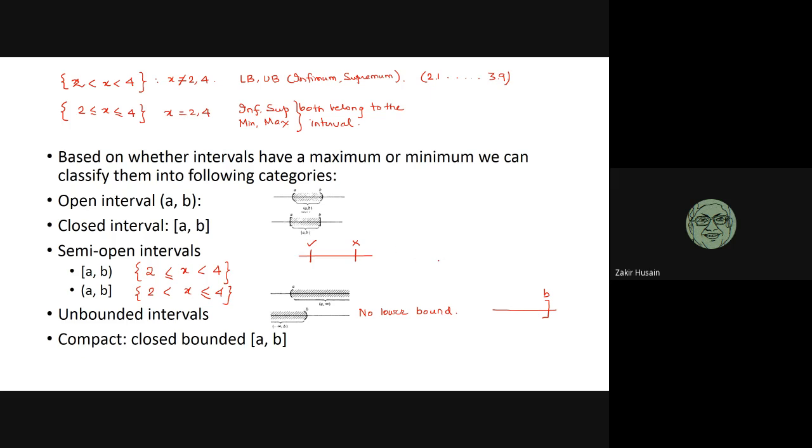Sorry, what was I saying? Unbounded intervals. Acha. So if I want to depict this, what will be the case? It is strictly less than 4. This case. There's no lower bound, and the upper bound, it is open. This one. Okay. Acha.